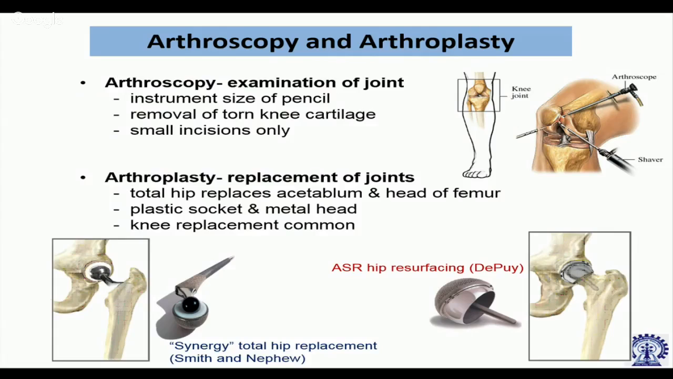Joint arthroplasty, or replacement, is not a minimally invasive surgery. It's a major surgery, and the examples are total joint replacement. Here you can see on the left the hip joint replacement with a total hip, and there is a resurfacing procedure which replaces the surface of the hip.